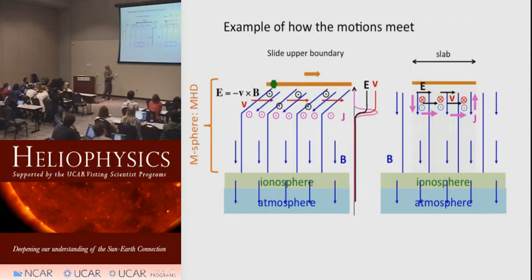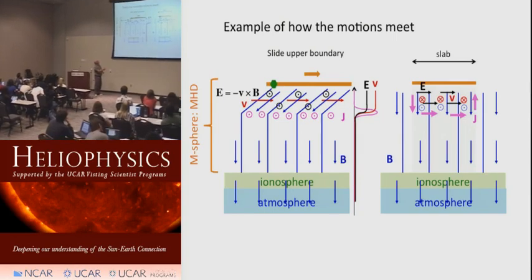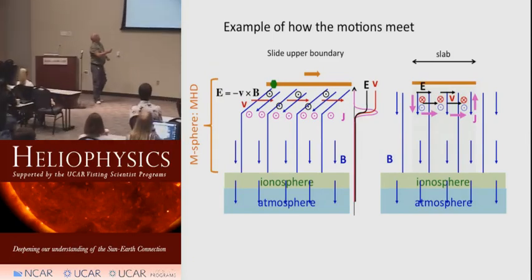This is what happens when you have a layer with some resistivity here, the ionosphere, an atmosphere that's a perfect insulator, and a solar wind that's a perfect conductor. I'm going to move the material in the solar wind to the right as sort of an upper boundary, and watch these frozen-in field lines move with it. And I'm going to do this very impulsively. I'm going to start with straight magnetic field lines.